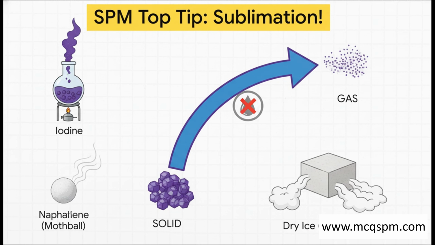All right, listen up, because here is a classic SPM favorite: sublimation. This is the special case where a solid just completely skips the liquid phase and turns straight into a gas. Energy still has to be absorbed for this to happen, and you have to know the key examples. Seriously. Iodine, naphthalene, that's what's in mothballs and why they seem to just disappear, and of course dry ice, which is just solid carbon dioxide.